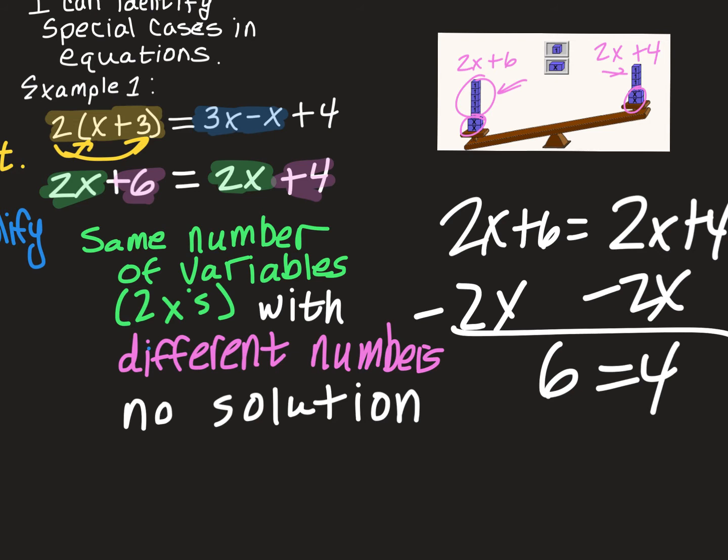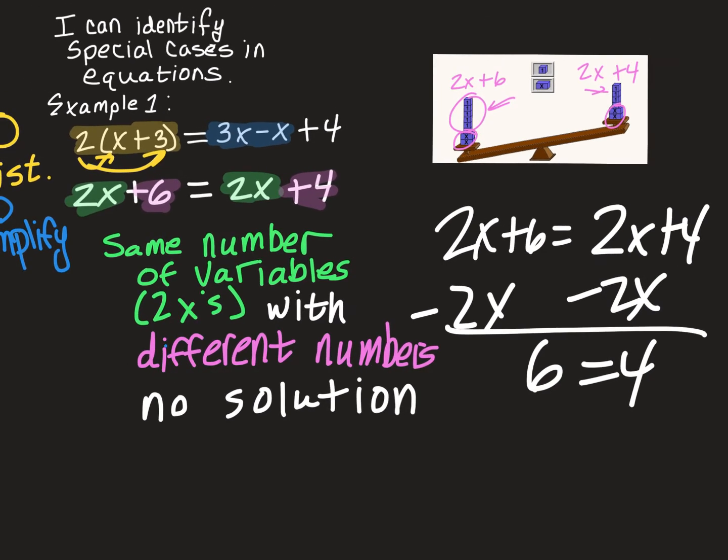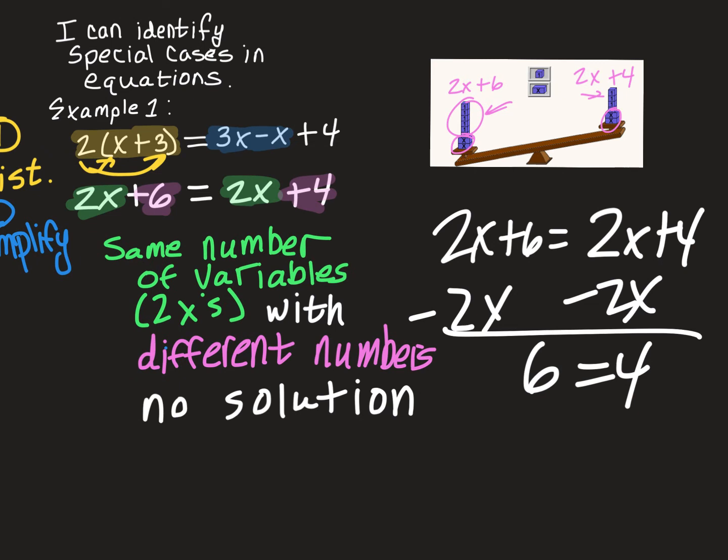So if you wanted to cancel out the variable on both sides and you got a false equation, either way, you know it's not true. That is an equation that cannot be solved. So if you have the same number of variables, in this case, we've got 2 x's on both sides, but they've got different numbers to go with them, that is an equation that can't be solved because the one with the 6 is always going to be heavier. So this is an equation that has no solution.